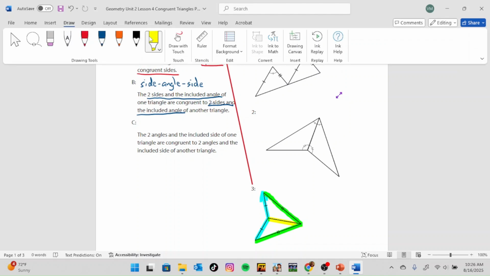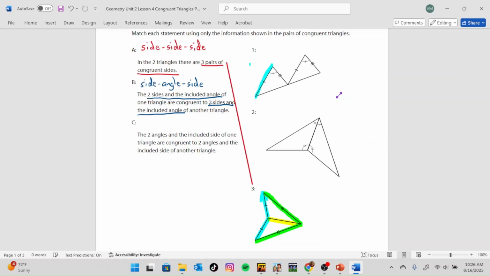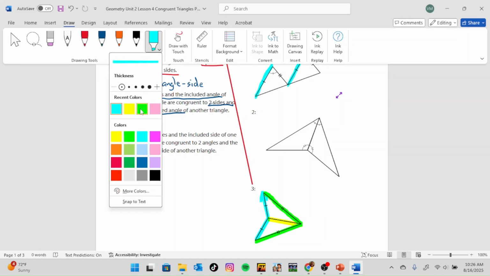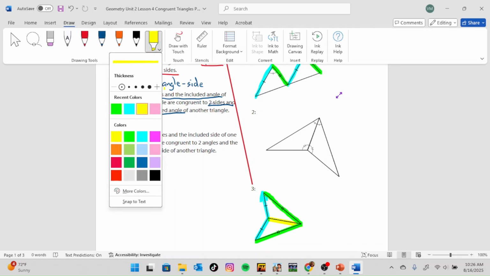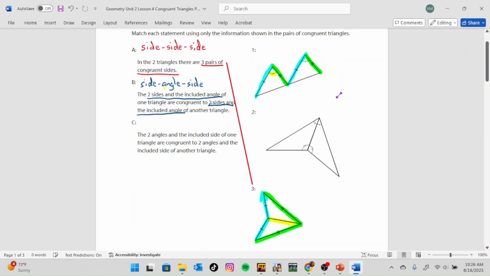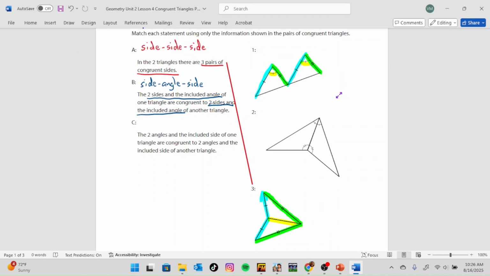And starting with number 1, we see they give us two sides and the angle between them. So they're saying this side and this side are congruent. They're saying this side and this side are congruent. And they're saying the angle between them is congruent. Therefore, number 1 is the example of side, angle, side.